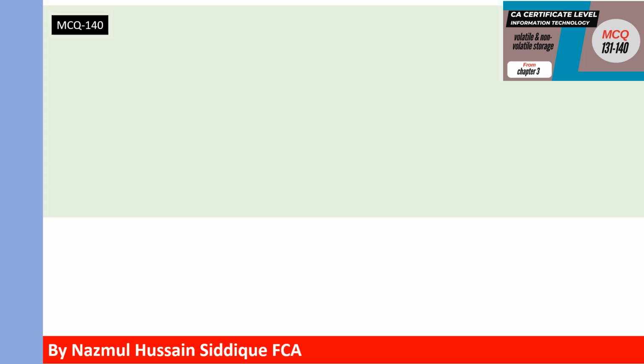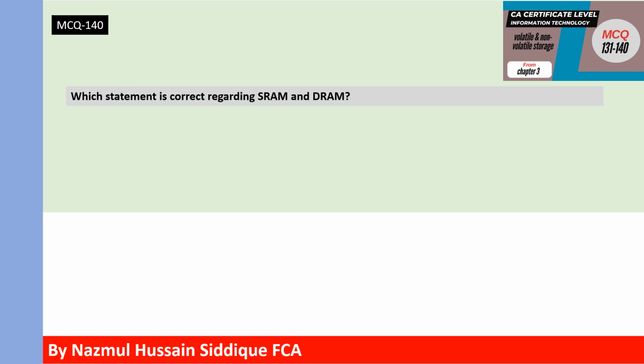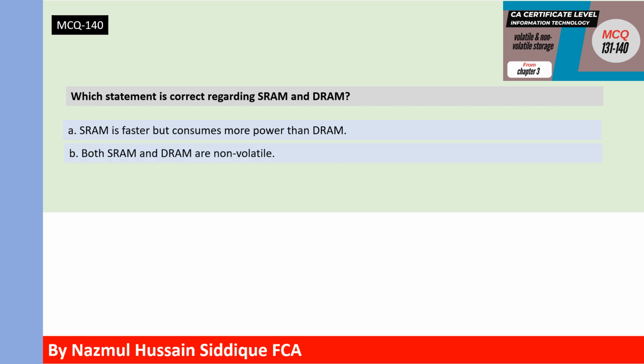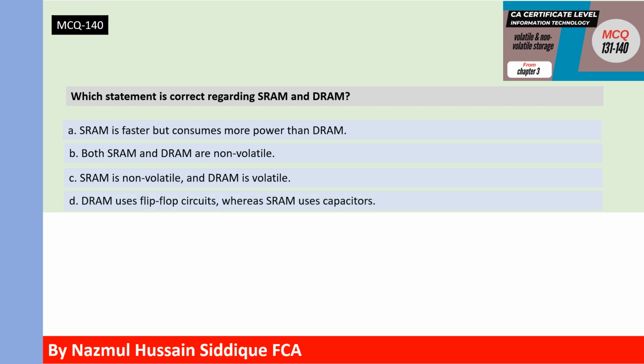Question of this episode: which statement is correct regarding SRAM and DRAM? A, SRAM is faster but consumes more power than DRAM. B, both SRAM and DRAM are non-volatile. Option C, SRAM is non-volatile and DRAM is volatile. Option D, DRAM uses flip-flop circuits whereas SRAM uses capacitors.